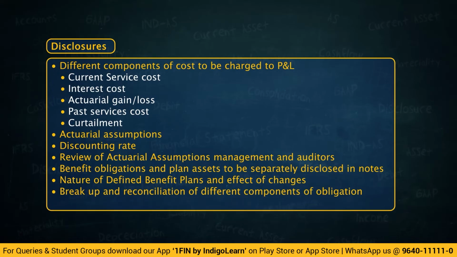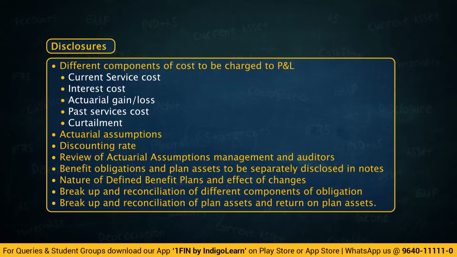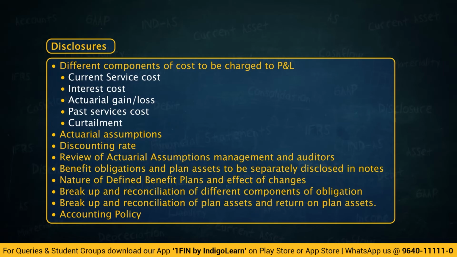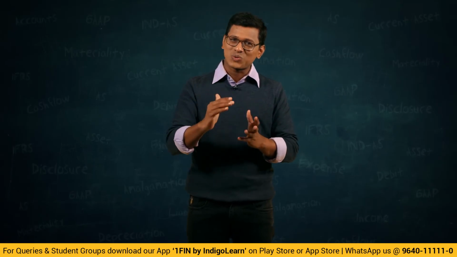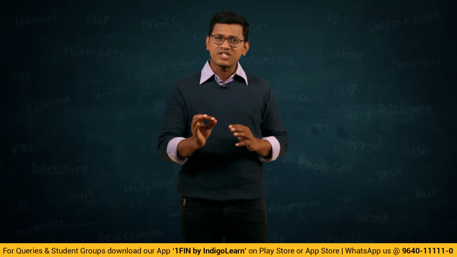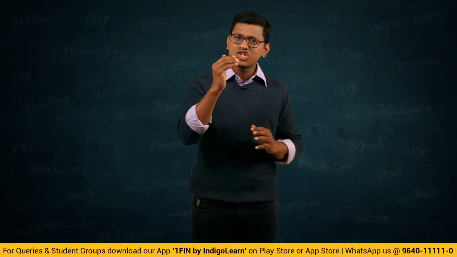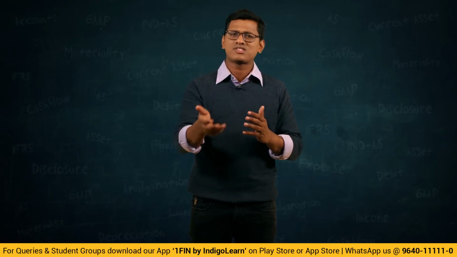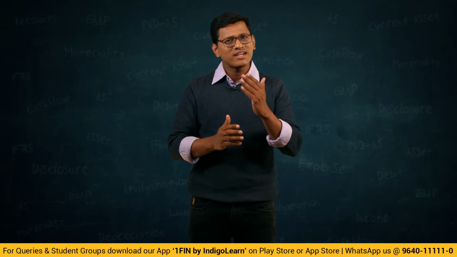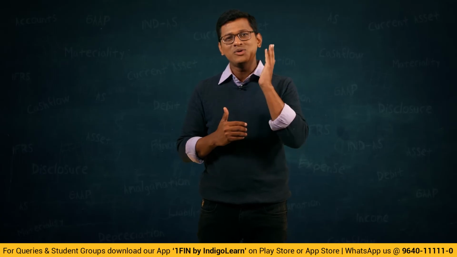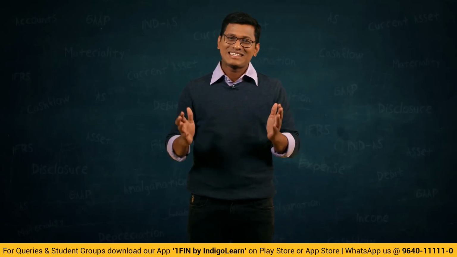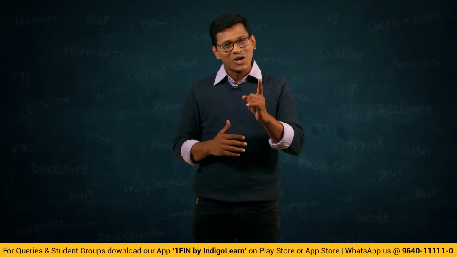Then breakup and reconciliation of different components of plan assets and return on plan assets, and also the accounting policy regarding overall AS15 related aspects has to be disclosed. Now friends, this is a summary of the important points you need to remember. I would strongly encourage that you look at the balance sheet notes of companies like Infosys or Wipro or TCS, one of these companies. Just have a look at the notes, and there you will find how the disclosures are given, and that will add a lot of value to your learning process. That's it. That's about accounting standard 15 on accounting for employee benefits.